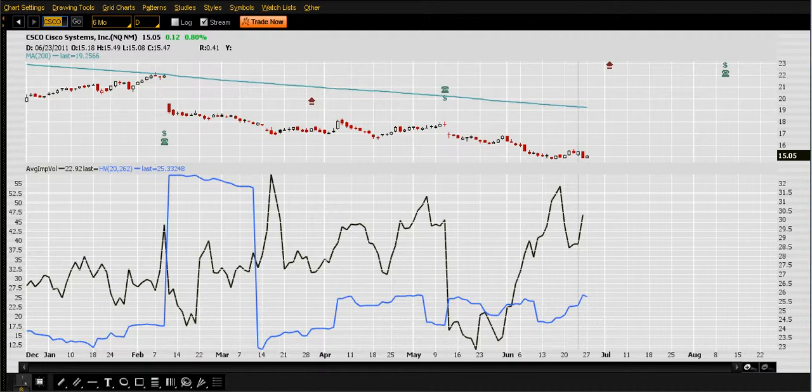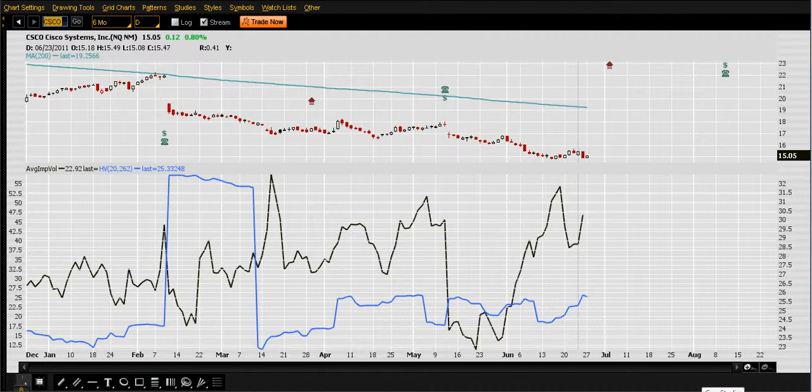Therefore, when the implied volatility is low, options are cheaper. Now I'm going to repeat that one more time because this is essential to know. When implied volatility is high, options are expensive. When implied volatility is low, options are cheap. That means when it's high, we would rather be selling options to the public. When it is low, we would rather be buying options.